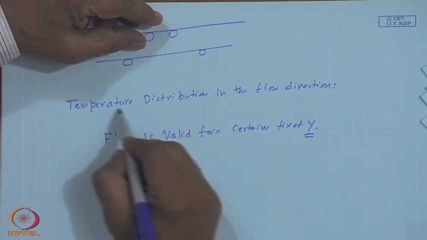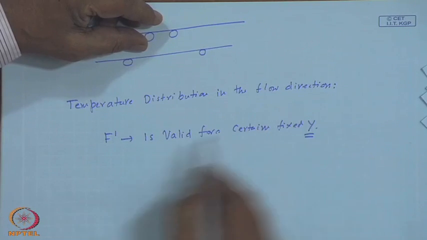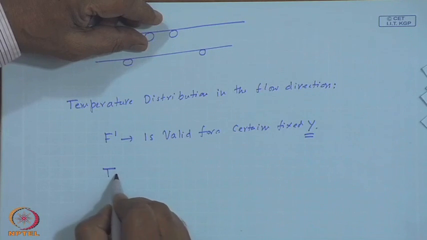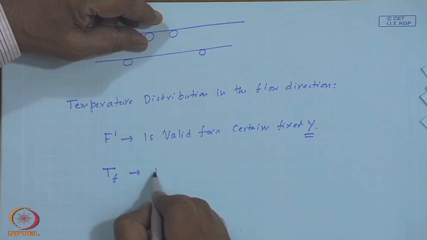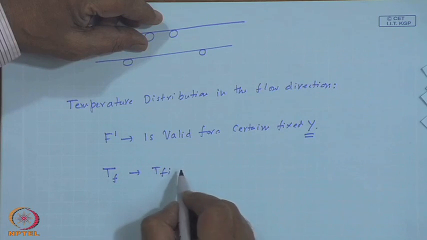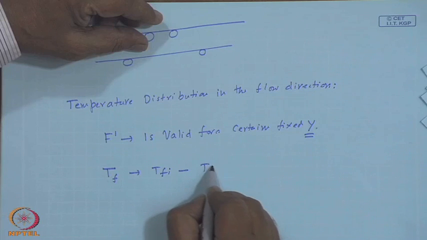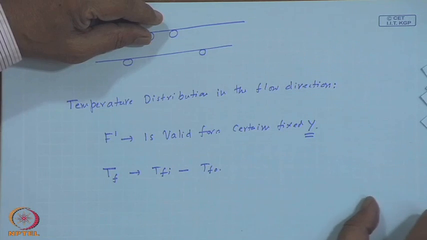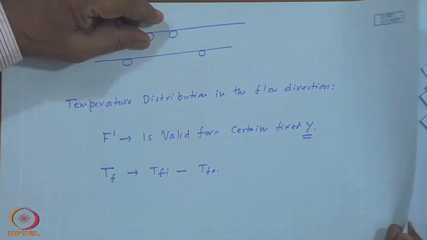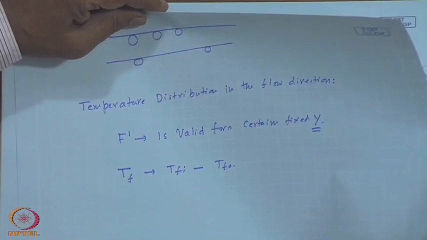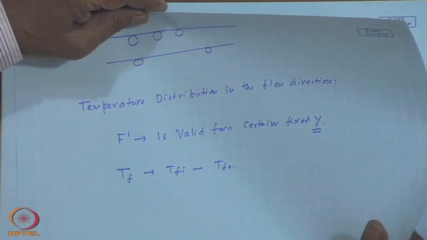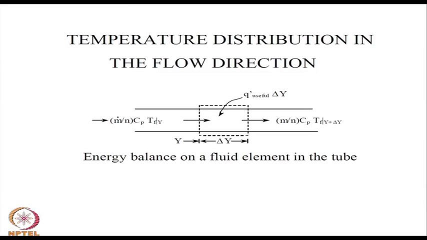But now, if we find the temperature distribution in the flow direction, first we may concentrate on T f changing from the initial temperature T f i, with which it enters, to the exit temperature T f o. Since we know the fin efficiency, bond conductance and the convective resistance, T p or T b can be calculated. From T b, T at any other x can be calculated. So, we shall concentrate on the energy balance on a fluid element inside the tube.